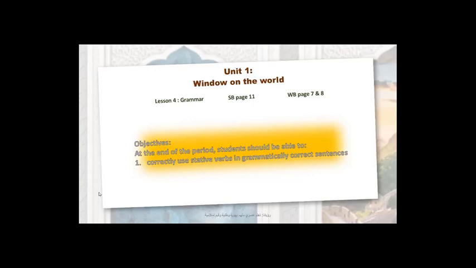Our objective at the end of the period, students should be able to correctly use stative verbs in grammatically correct sentences. Now, watch the following video that you will listen to explanation about the verbs, stative verbs.